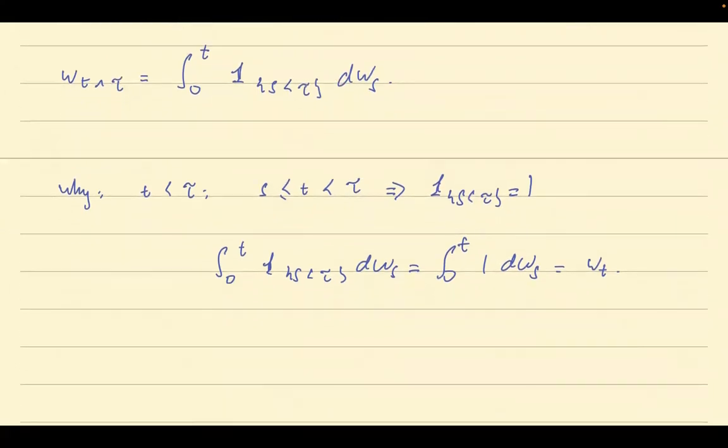On the other hand, if t is bigger than tau, what happens? If t is bigger than tau, then this better be W tau on the left. How about on the right? On the right, because t is bigger than tau, you can do this.